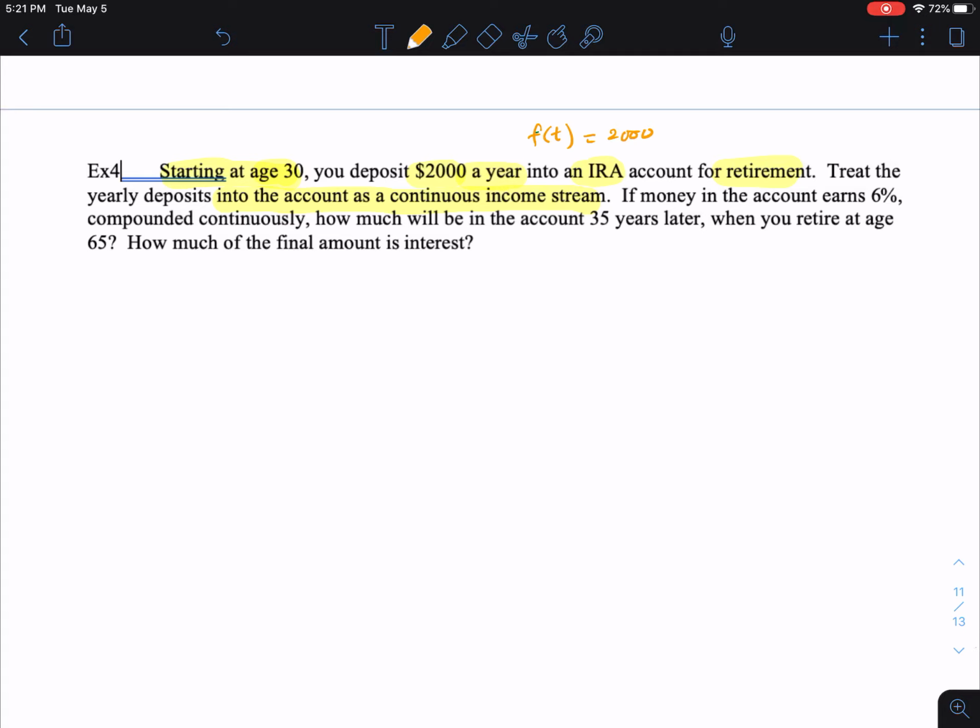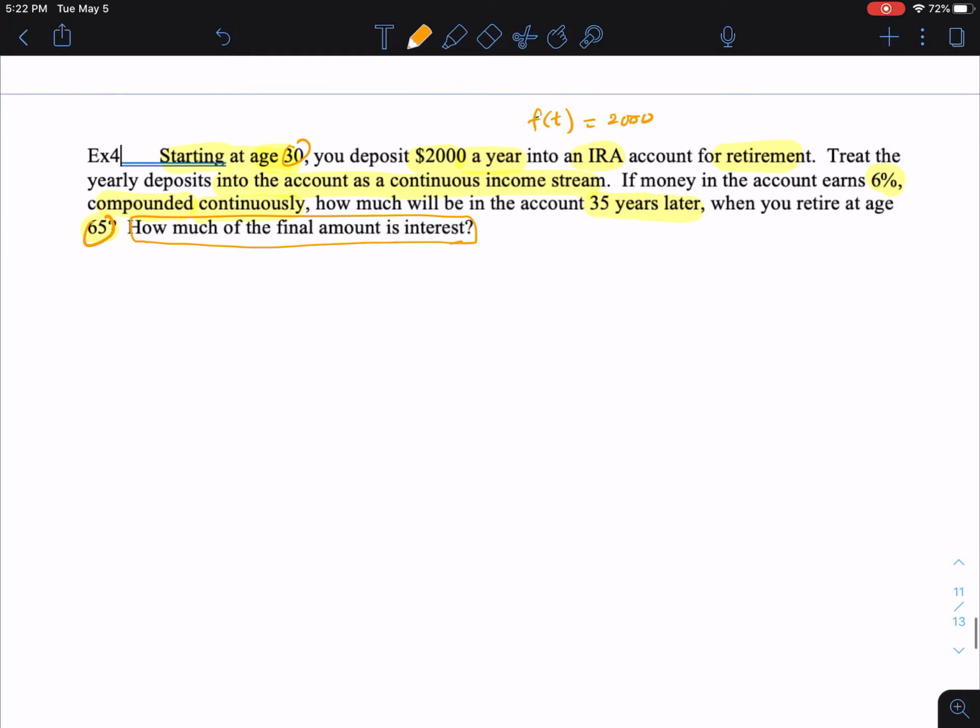And it says that if the money in the account earns 6% interest compounded continuously, how much will be in the account 35 years later when you retire at age 65? So meaning this person will start at 30 and retire at 65. So we're looking at 35 years of working, and each year he deposits $2,000. And it says how much of the final amount is interest. Okay, so this is the second question here. So the first question is you want to find the future value, and then you want to find the amount of interest earned after that.